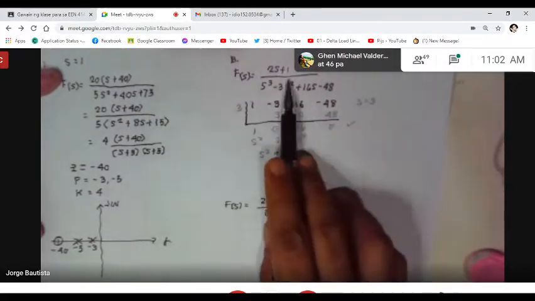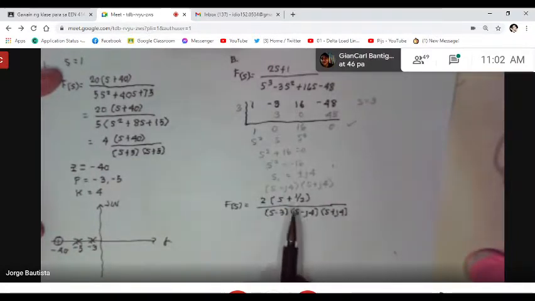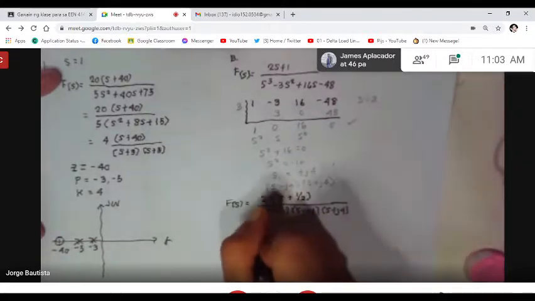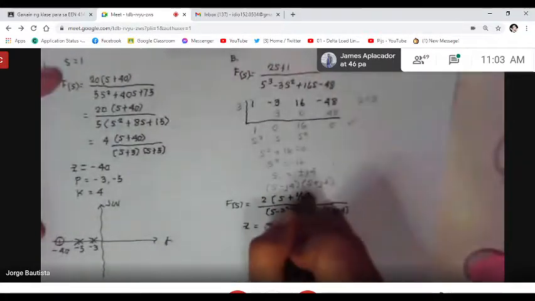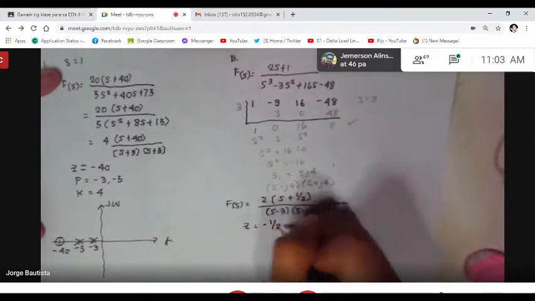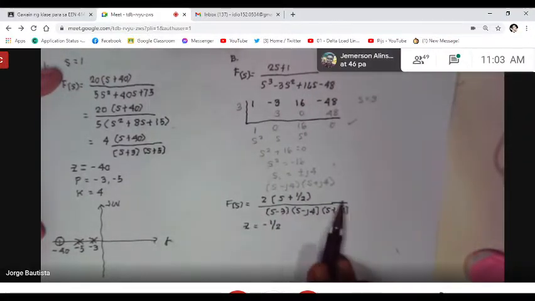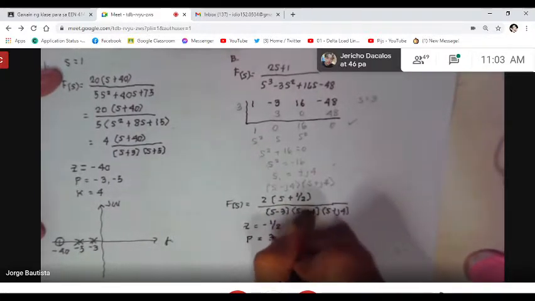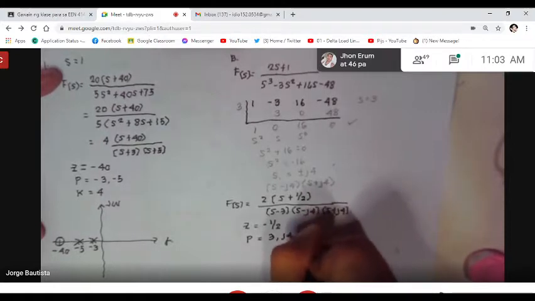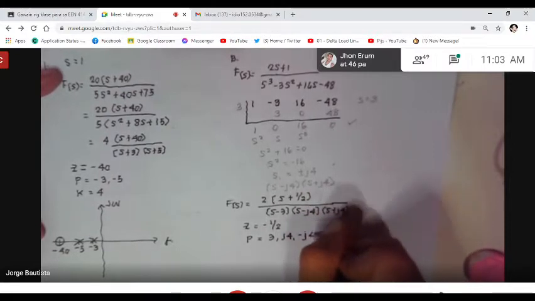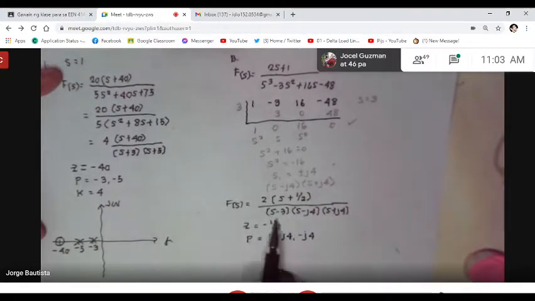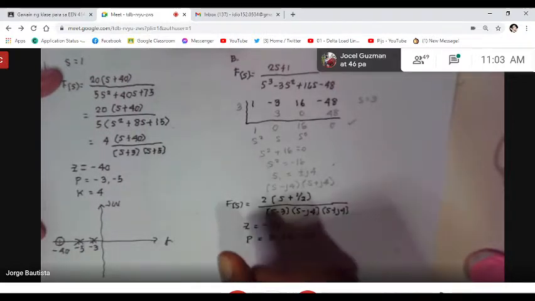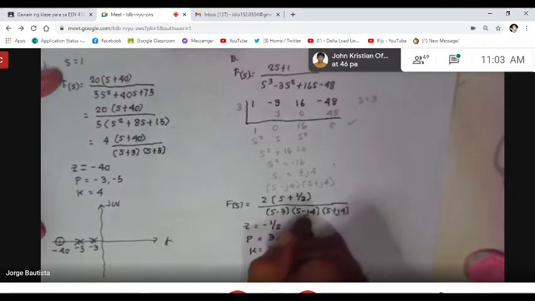Pareho lang to. Kaya lang, ito, makikita mo kaagad yung roots. Okay, so ang zero natin ay negative 1/2. Kasi pag ito sinubstitute ko dito, magsi-zero ito. Kaya tinawag na zero. So yung pole naman natin ay positive 3, j4, and negative j4. Pag sinubstitute mo to, mag-i-infinite yan. Tapos, ang gain natin ay 2.